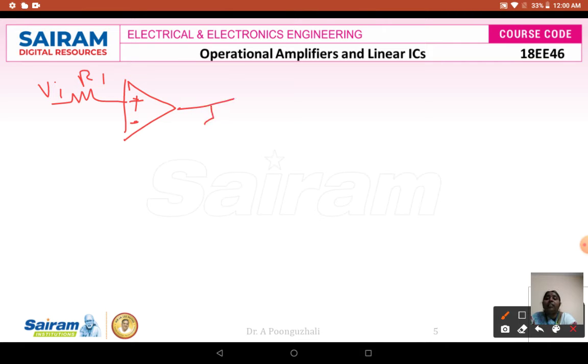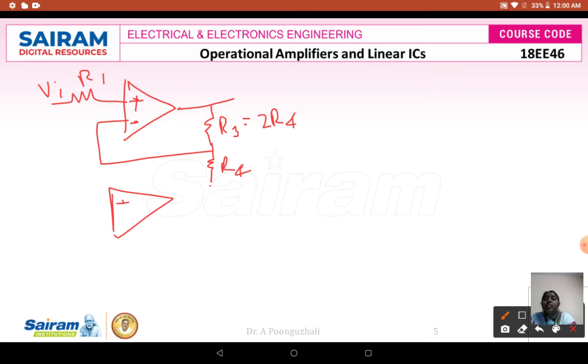At your negative terminal, I am going to have your R3 resistance, where R3 is going to be twice that of your R4. And this inverting terminal is going to be connected to your R3. Now I am going to have your R4 resistance, and again one more operational amplifier, with plus and minus. And this is going to be your VI voltage. The same VI voltage we are going to give, and this negative terminal I am going to connect like this.